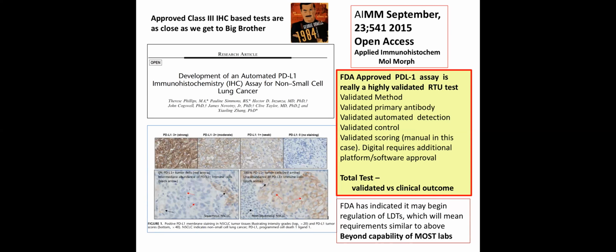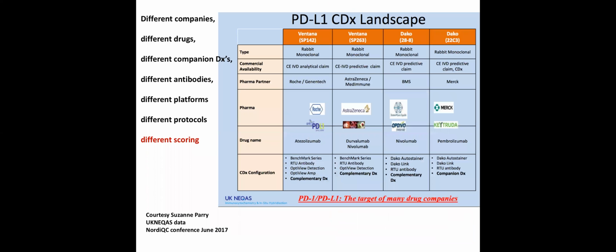LDTs are currently not regulated by FDA directly, but FDA has expressed interest in the past in doing so. But even with the lack of FDA regulation, the rigor of validation of a lab-developed test is increasing. So it's not easy to validate a lab-developed test for PD-L1, for example. And in fact, in my opinion, it's beyond the capability of most laboratories to do that.